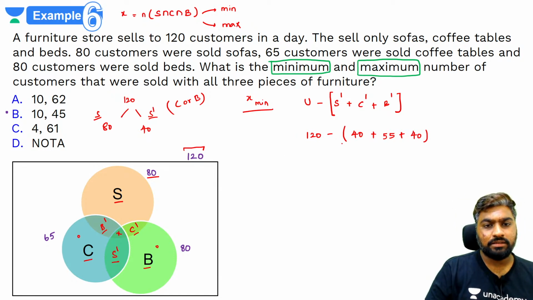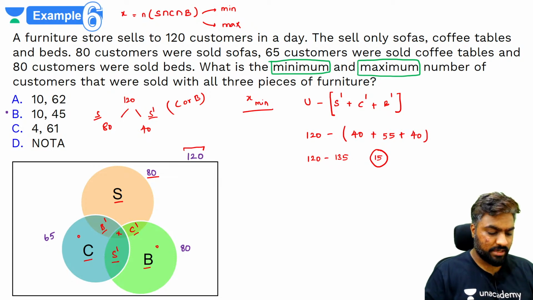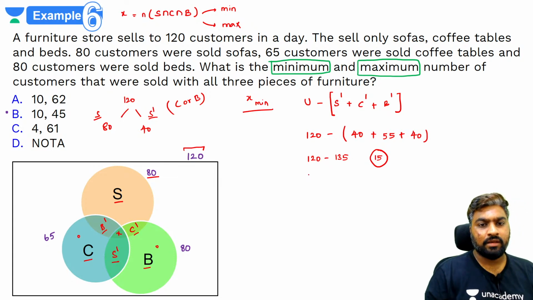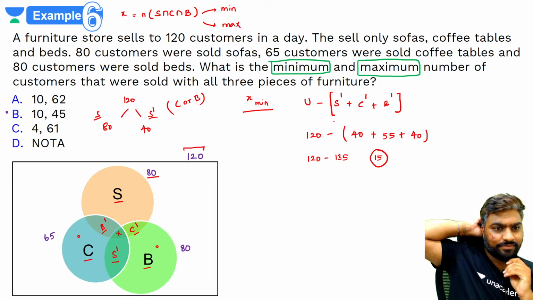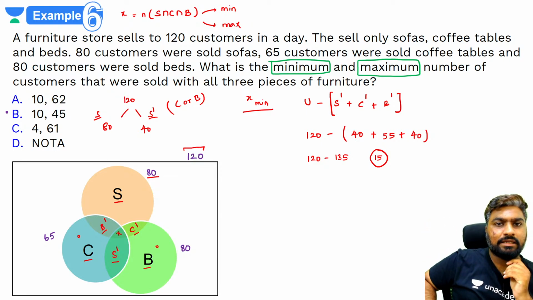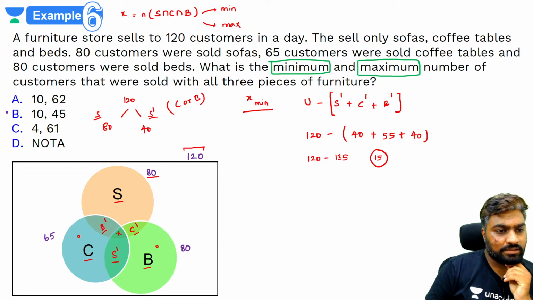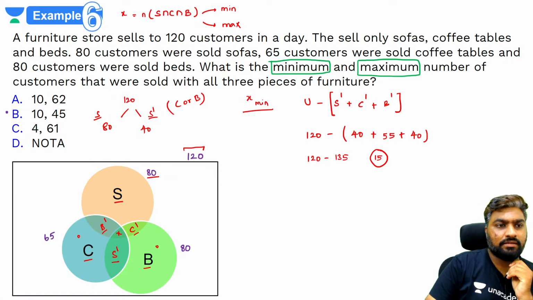So what do we get here? This becomes 40 plus 55, 95, 95 plus 40, 135. So 120 minus 135, this is about 15. So minimum people who will buy the other way around. Okay, I think there's a mistake with the numbers, guys. There is a mistake with the numbers. It is 80. Sorry guys, sorry. This has to be 65.